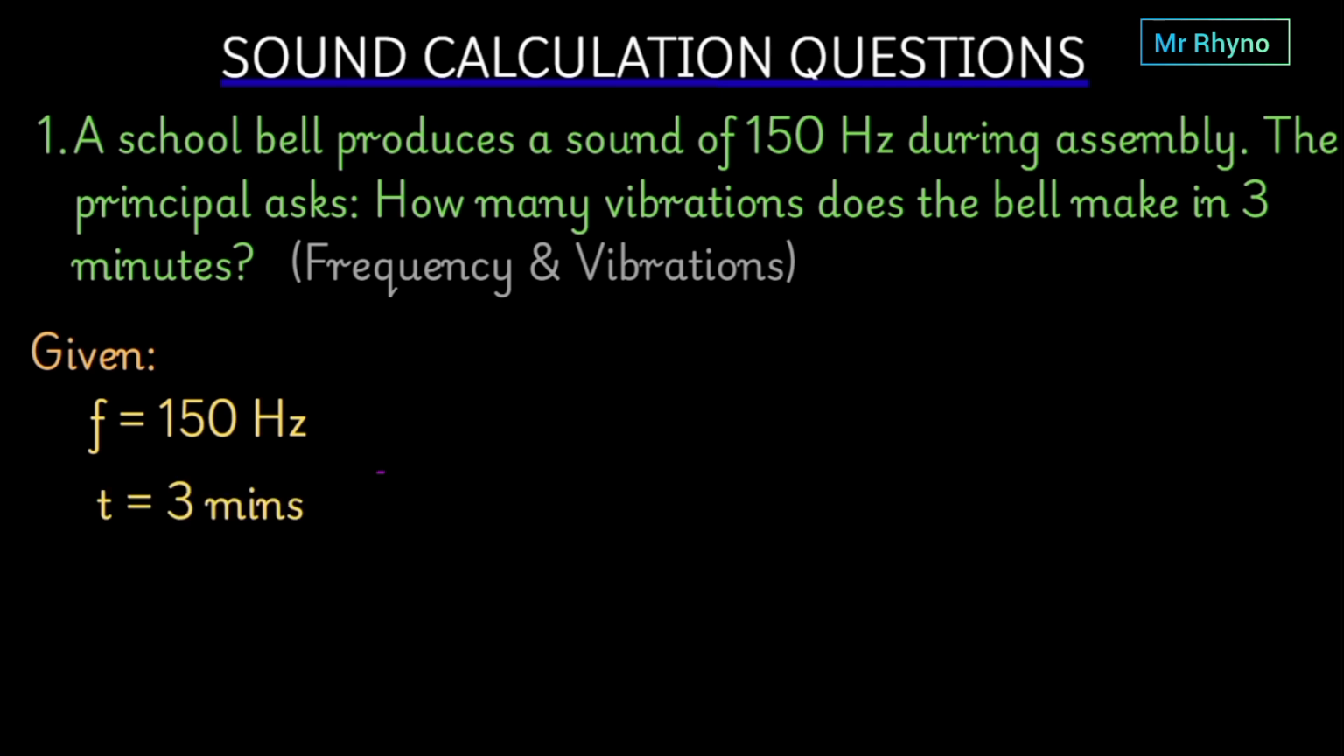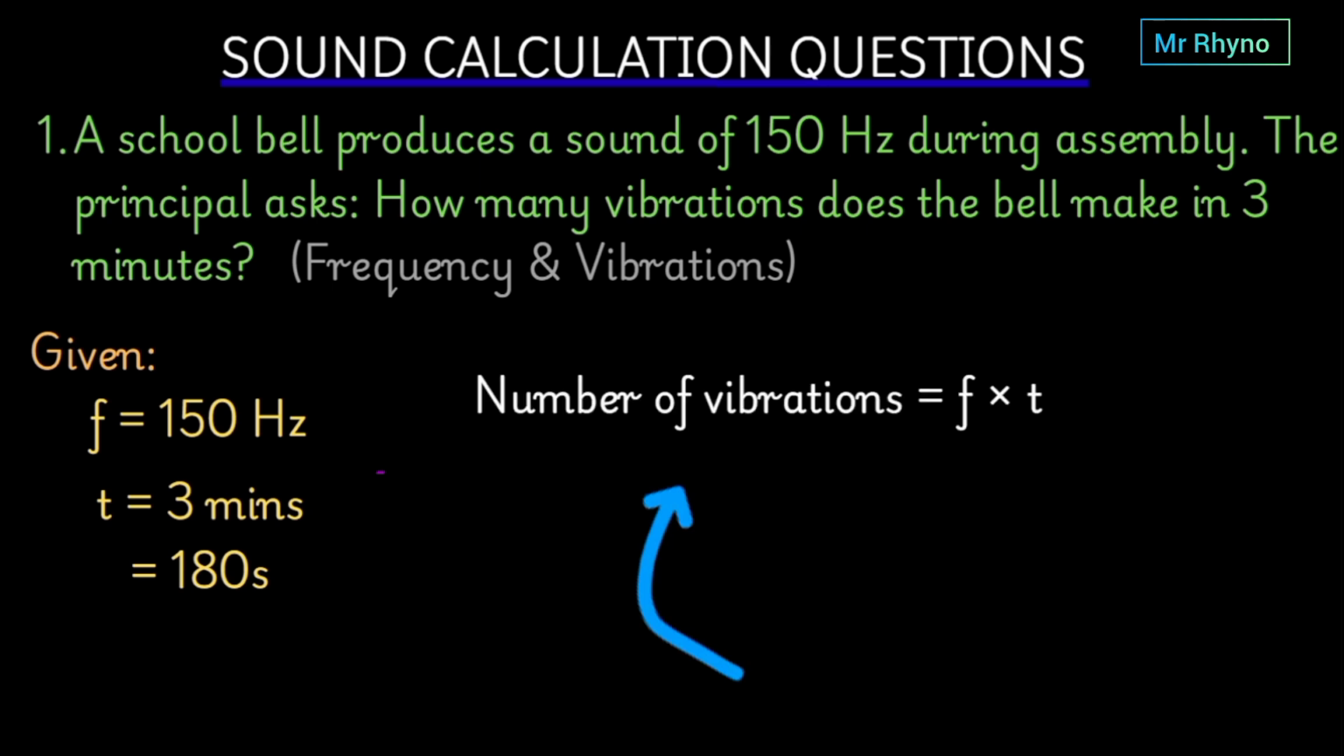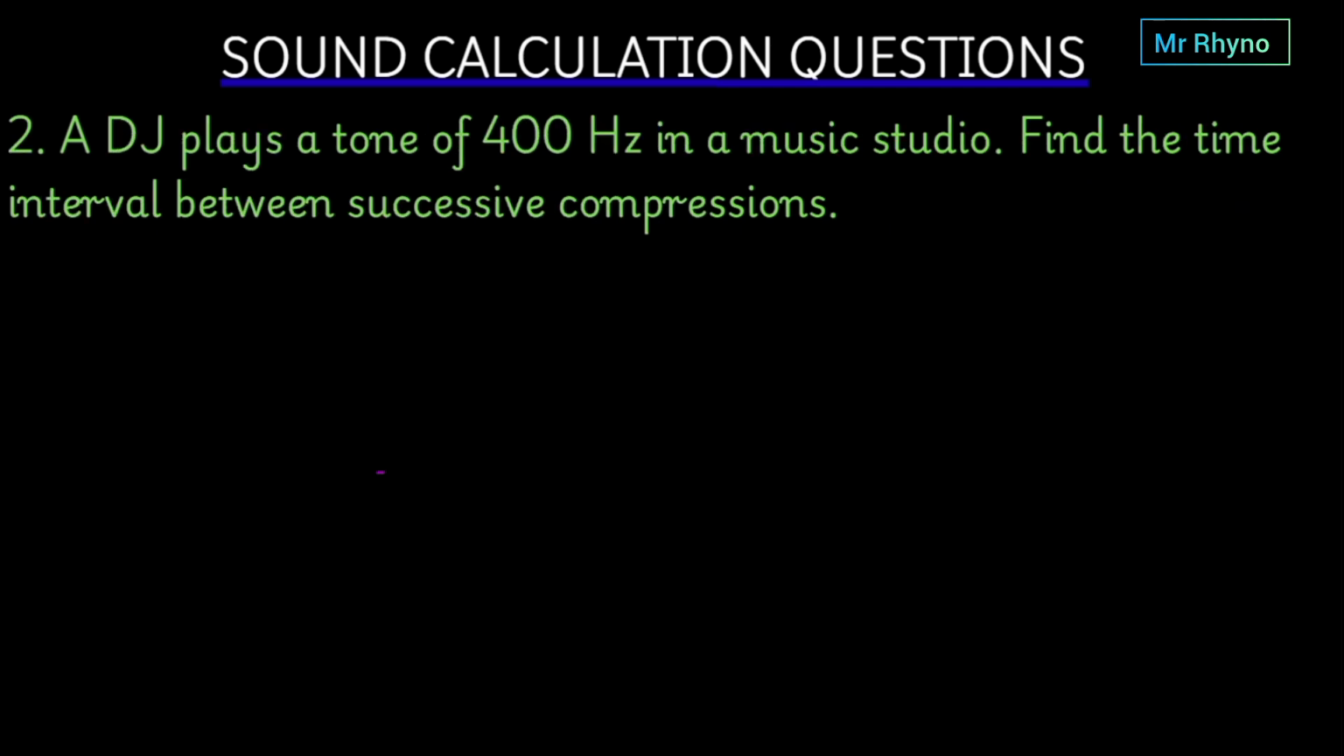First, we convert minutes to seconds. We know that 1 minute is equal to 60 seconds. So, how many seconds will be equal to 3 minutes? We do cross multiplication and we shall have 3 minutes multiplied by 60 seconds divided by 1 minute. Minute and minute cancel. 3 multiplied by 60, we get 180 seconds. Number of vibrations is given by F multiplied by T. Our F, which is frequency, is 150, our time is 180. Multiplying the two, we get 27,000 vibrations.